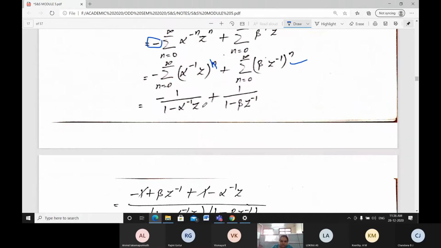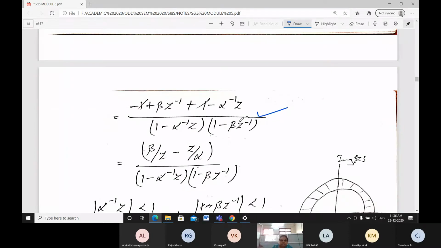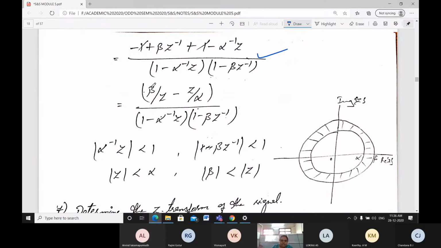Then solve for this, take the LCM and cross multiply with the numerator values, then you will get the equation like this. Again solve for this, you will get beta by z minus z by alpha divided by 1 minus alpha raised to minus 1 z, 1 minus beta into z raised to minus 1.